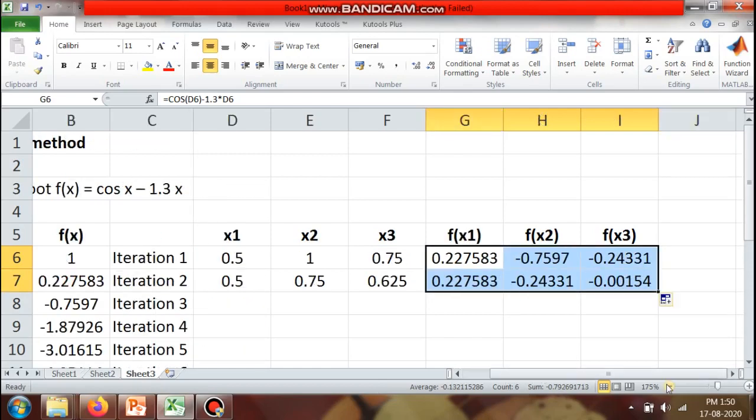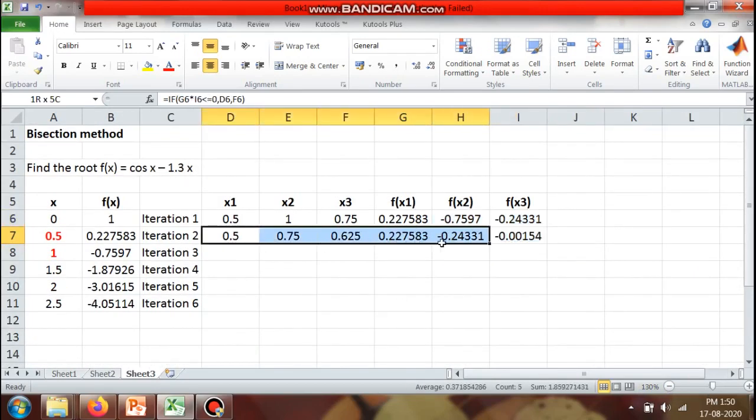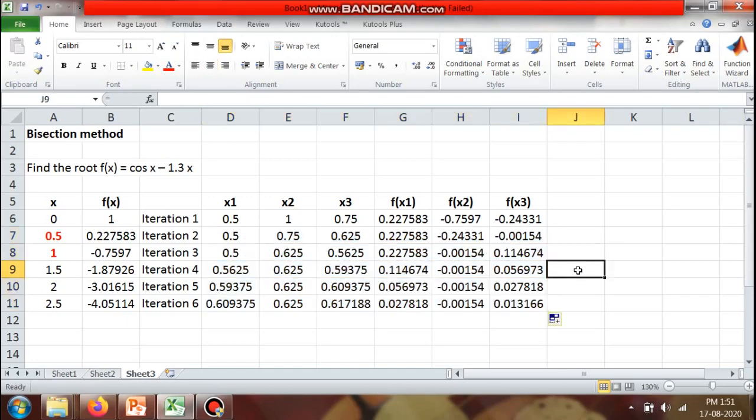Now after this you need not do it manually. What you have to do is, for the next iterations you have to select all the cells, so that the operations which we have performed in the D7 cell, E7 cell, F7 cell, G7, H7 and I7 will be repeated accordingly. Hence I have selected all the cells. I'll go to this corner, I'll get a plus sign here and you just have to drag it down. So you will find the respective values of x3, that is the approximated root, and respective functions.